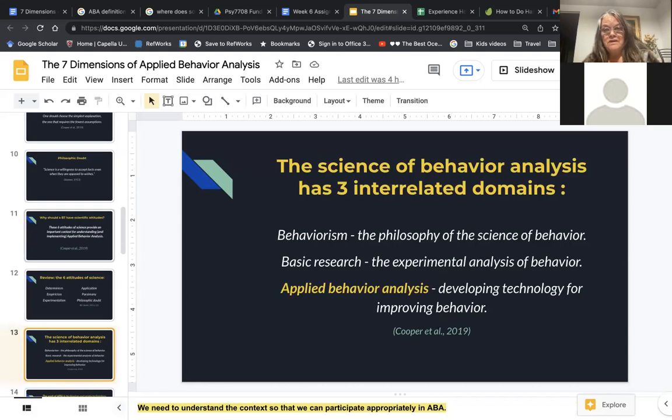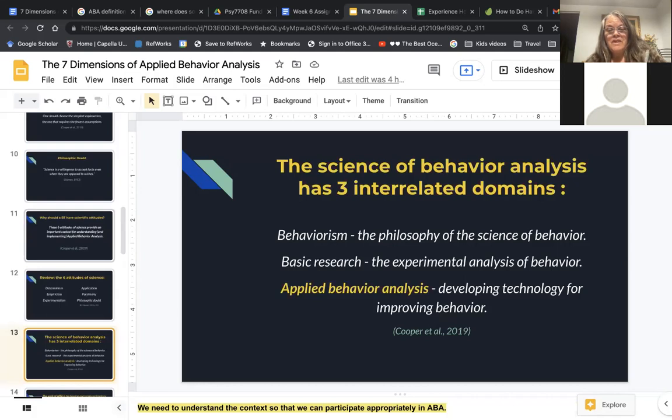Basic research are the kinds of activities that are done in a lab. A lot of them are done with animals. It's called the experimental analysis of behavior. Now, a lot of those experiments are not really appropriate to conduct with human subjects because, well, just for a lot of reasons, there are things that we might be able to do with animals that we would never get permission from a parent to do with their child.